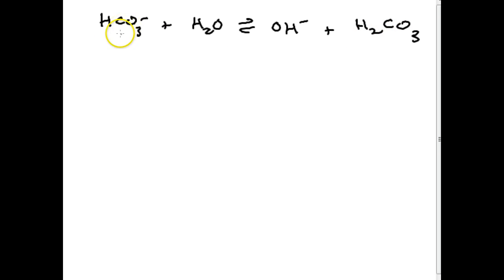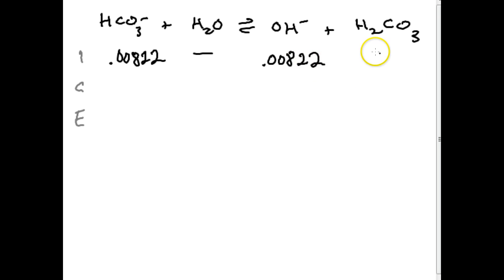Okay, ICE chart. Just a matter of interest to you as an athlete, this carbonic acid and this bicarbonate ion, this is the buffer system in your blood, you know, because carbonic acid and bicarbonate ion, they're related to carbon dioxide gas.